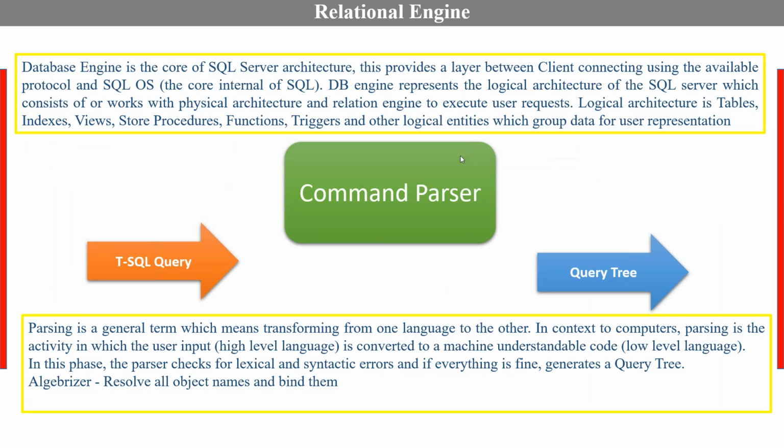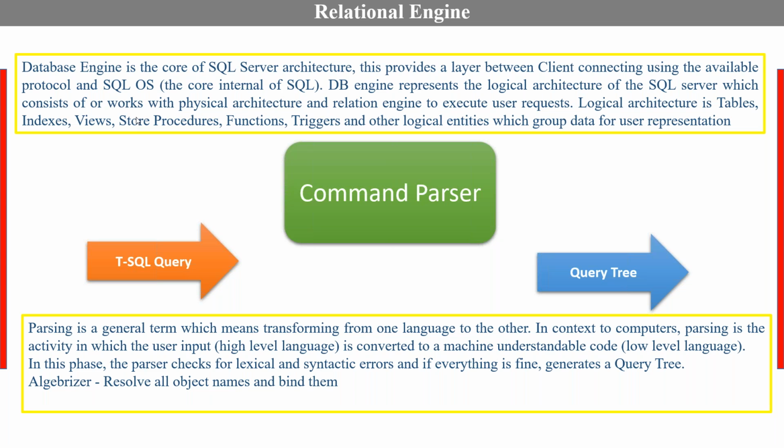Now let me discuss the database engine. Under the database engine, we have key components like the relational engine. The database engine is the core of SQL Server architecture. It provides the layer between your client connecting using the available protocols and the SQL OS, the core internals. SQL OS also plays a key role. We'll discuss it a lot in the coming days. Very interesting, very complex concept.